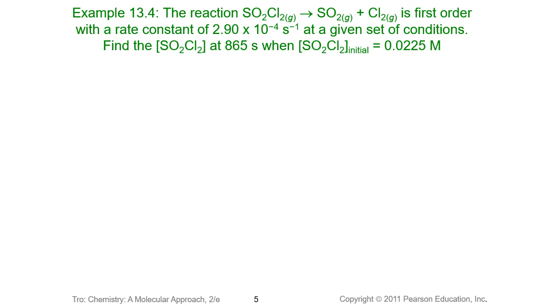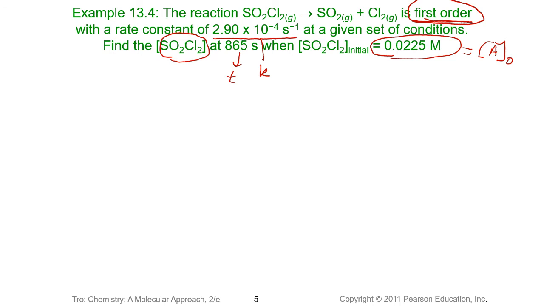Let's try an example where we're looking at a reaction. We're told it's first order with a rate constant that's given to us, so that is our k. We are trying to find the concentration of our reactants at 865 seconds, so that is our time. And we're given our initial concentration, which would be A naught, or A initial. Now we want to pick the right equation. Since it is a first order reaction, the natural log of our reactant is equal to negative kt plus the natural log of the initial concentration.